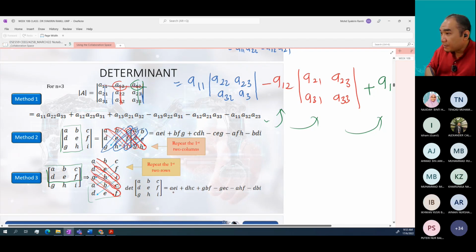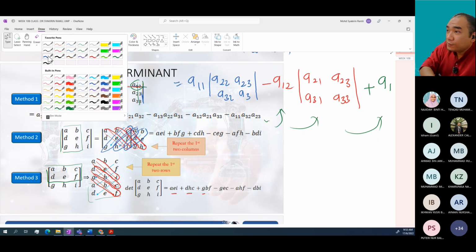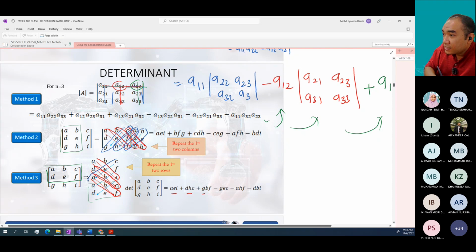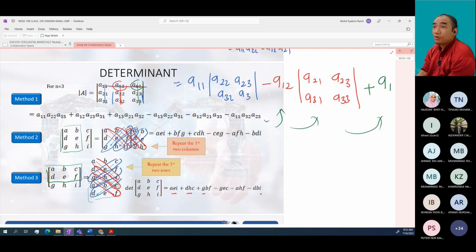Kan? A darabkan dengan E darabkan dengan I, plus with D darabkan dengan H darabkan dengan C, plus with G times B times F, minus with, and then you have to take in this direction, C darabkan dengan E darabkan dengan G, minus with F, H, A, and we got I, B, and D. I times B times D. I, B, D, D, B, I is just the same value. Right. So these are the three methods that you can use to compute the determinant for 3 by 3 matrix.